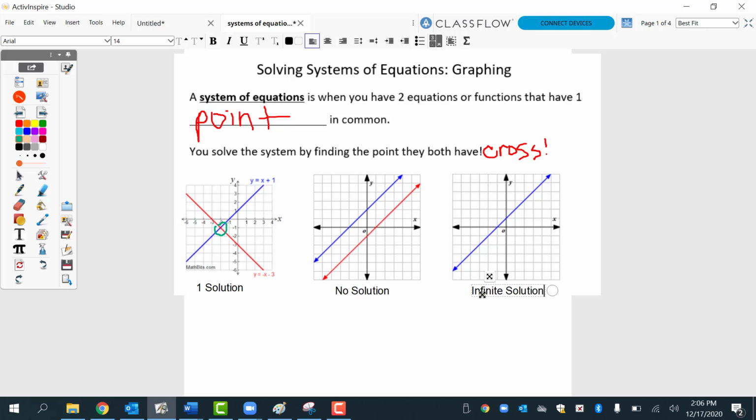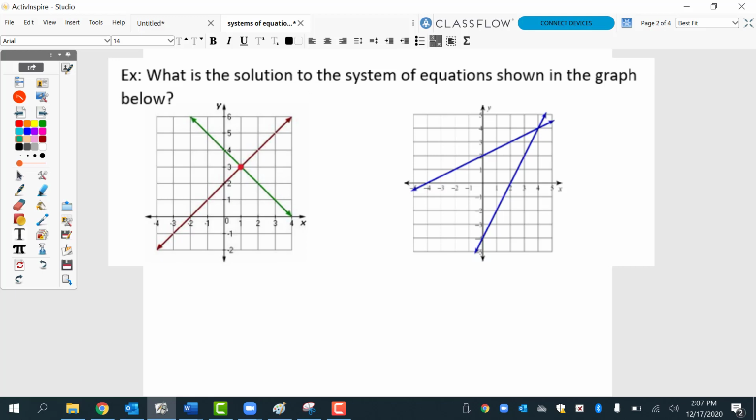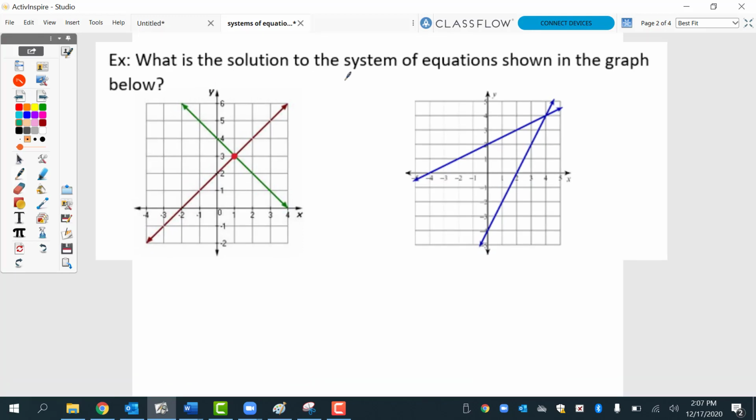Okay? So you need to know what those look like. Those are easy questions on the STAR test. They're going to ask you like, which graph has no solution? So you're looking for which one never is going to touch, and that's no solution.